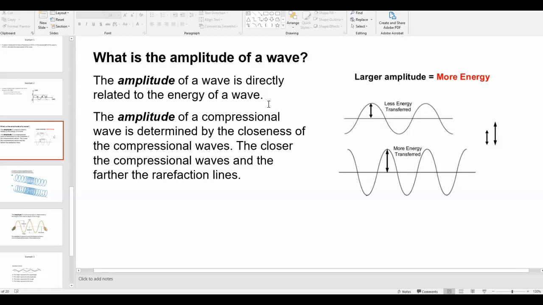Imagine you're listening to music and you turn up the volume. When you turn up the volume, basically what that means is you're increasing the amplitude of the sound wave. Or let's say you turn on the light and you have a dimmer. As you make the light brighter, you're basically increasing the amplitude of that wave, because you're giving the wave more energy. So amplitude has to do with the energy in the wave.